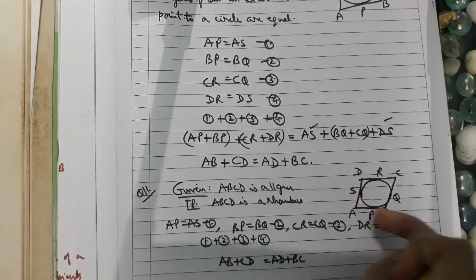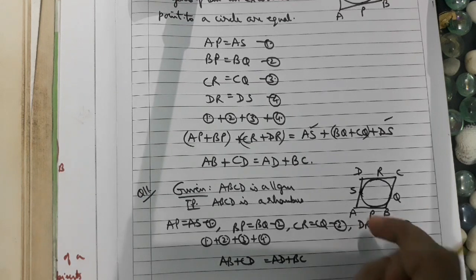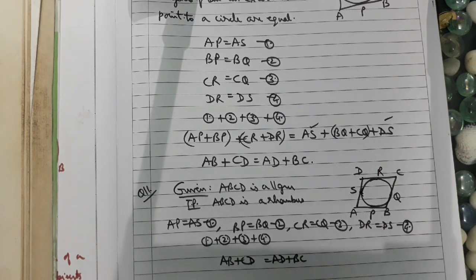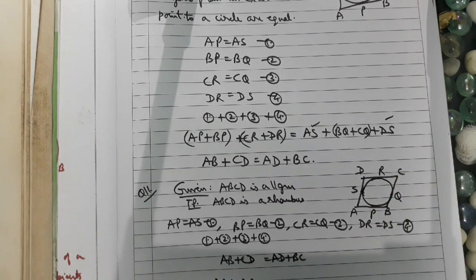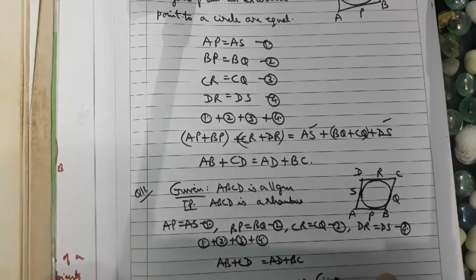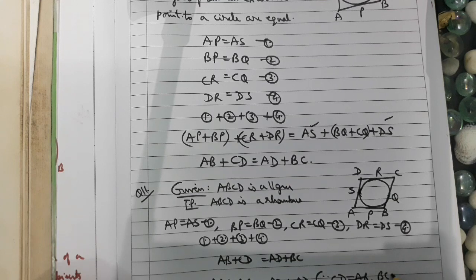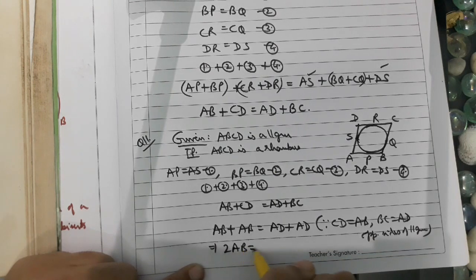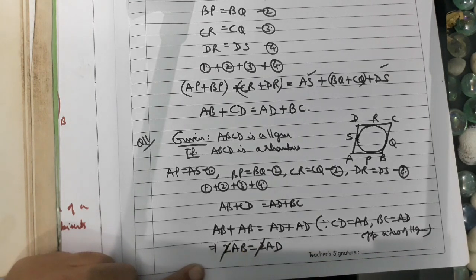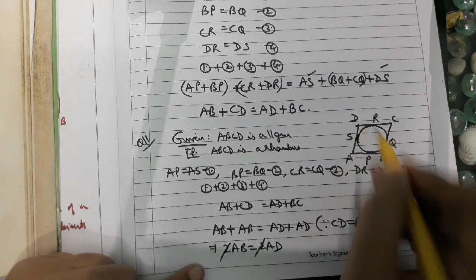Now over here, since ABCD is given to be a parallelogram, we know that opposite sides of a parallelogram are equal. So AB would be equal to CD. So in place of CD we write down AB, and AD is equal to BC. So in place of BC we write down AD. Since AB equals CD and BC equals AD, opposite sides of a parallelogram being equal, we obtain this. So this gives us twice AB is equal to twice AD. 2 and 2 get cancelled and we obtain that AB is equal to AD.